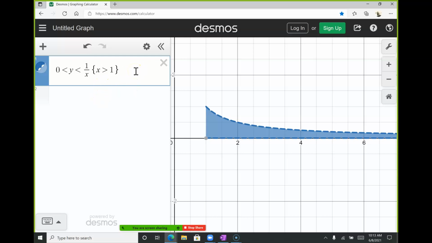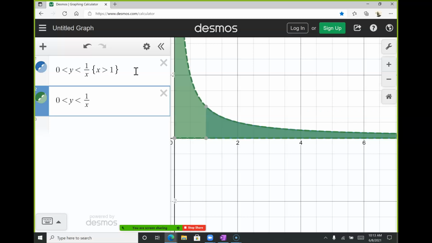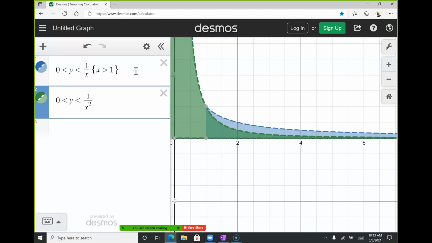I can easily show that the area from 1 to infinity of 1 over x squared converges. So 0 is less than y, which is less than 1 over x squared. This one converges. Now notice that green area, and let me restrict it. Look at that green area. It's underneath the blue area, right? Do you see that?